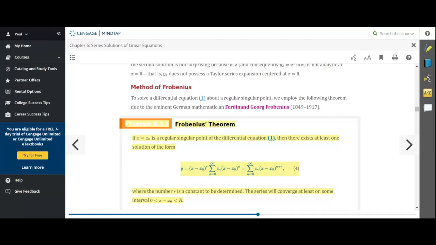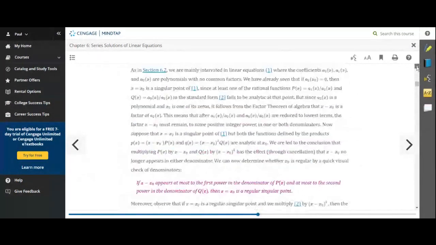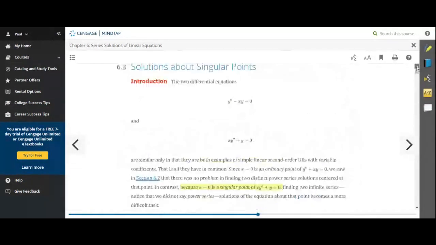Okay, so now we just learned about Frobenius' theorem, which allows us to find a power series solution of a differential equation about a regular singular point. And by the way, the differential equation is a second order linear differential equation. And I should mention too, in this format, the second order differential equation here.